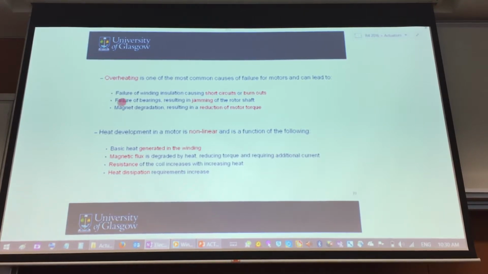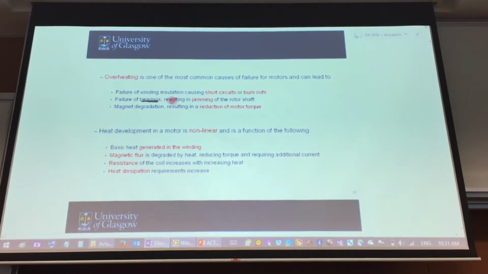So overheating is bad because you get short circuits, and not only does it damage your winding, it also affects your bearing. And if the bearing starts to get heated up, you could potentially get jamming on your rotor shaft. And under high heating, your permanent magnet will also degrade.